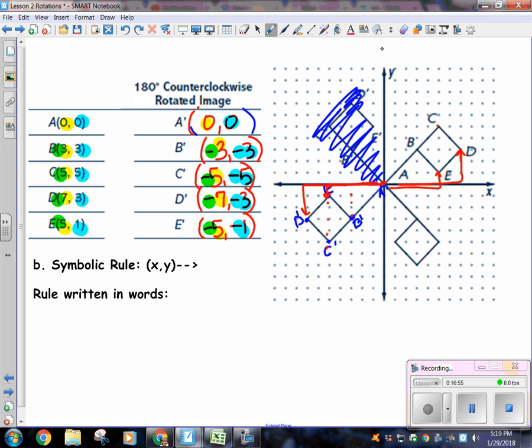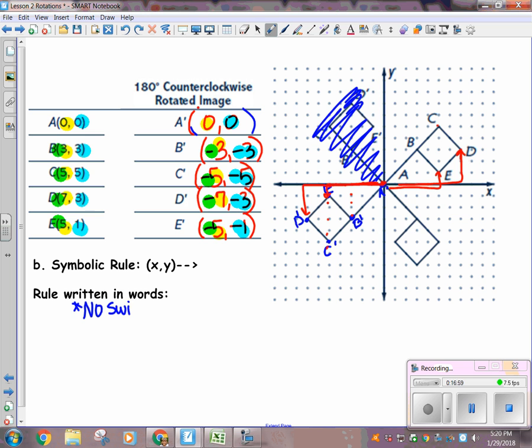So, okay, let's write the rule in words. Okay, first of all, no switching places. The X's and Y's do not switch places. But both X's and Y's change sign.